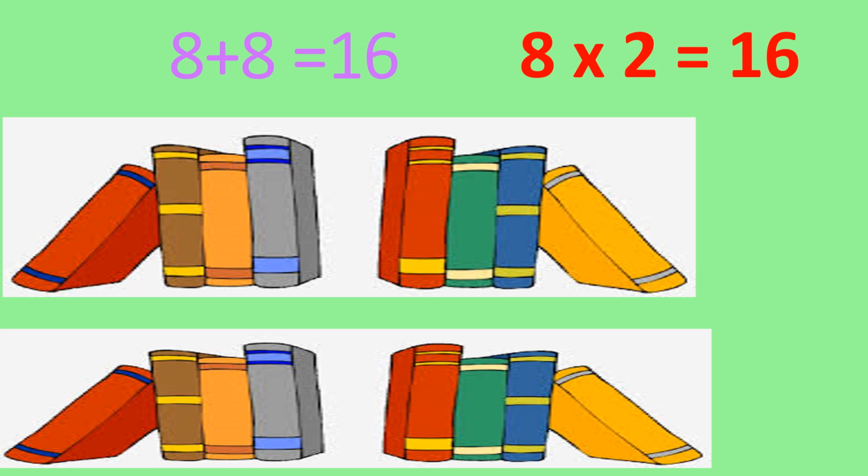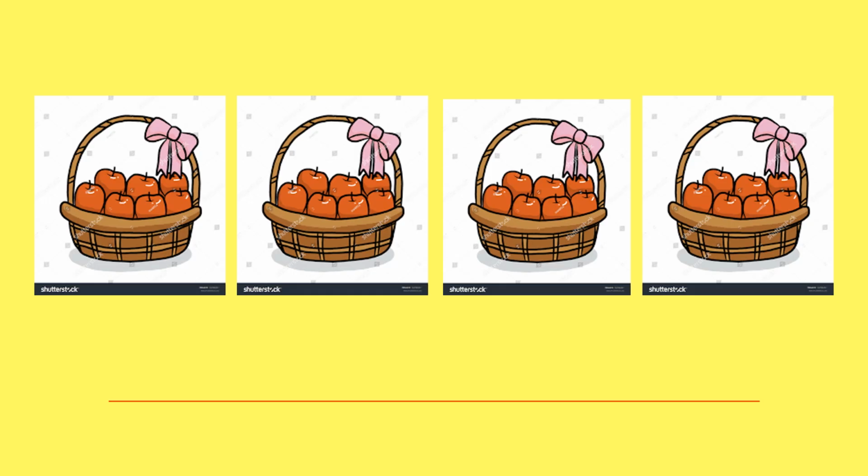Let's take another example now. Here you see lovely juicy apples in a basket. Look at basket 1, 7 apples. 7 apples in the second basket. In the third basket and the fourth basket, there are 7 and 7 apples each. That means 7 plus 7, 14. 14 plus 7, 21. 21 plus 7, 28 apples.